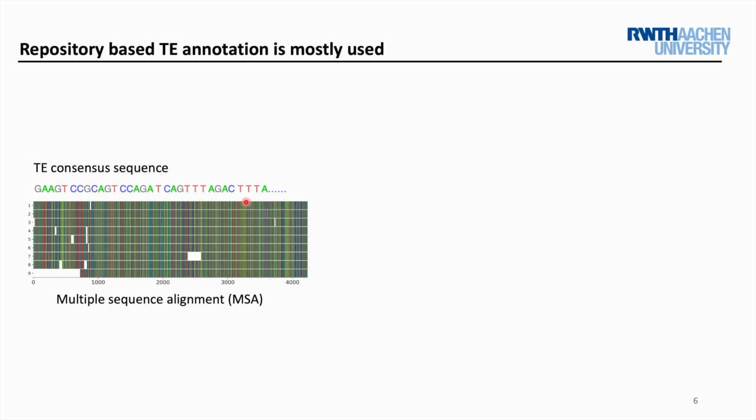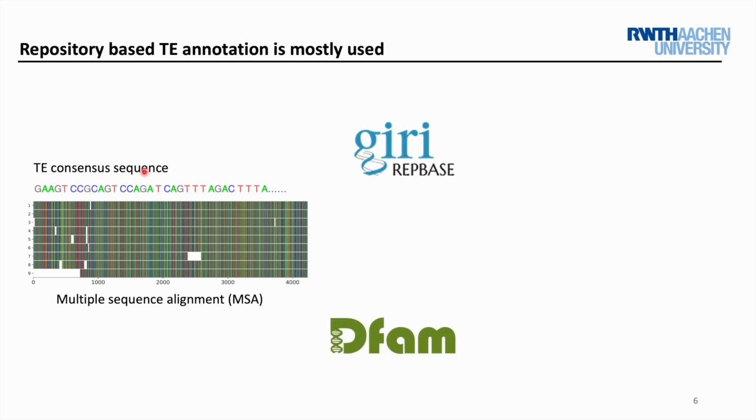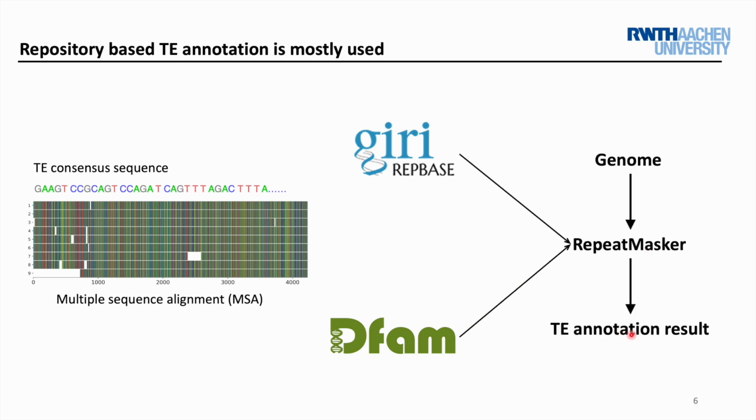There are several database collections that have the TE consensus sequences from different species. We can take those consensus sequences and run RepeatMasker on your genome. Then you will have TE annotation. This method is called the repository-based method. But the limitation is that you can only identify the TEs that exist in those databases.